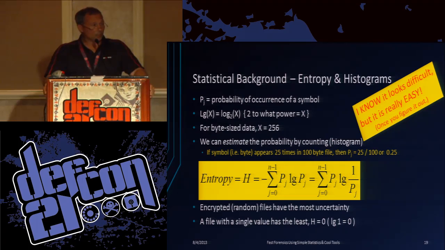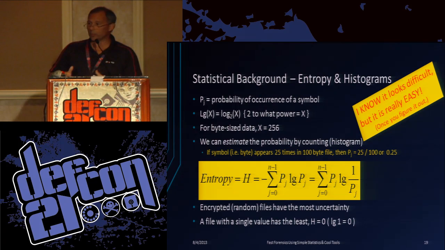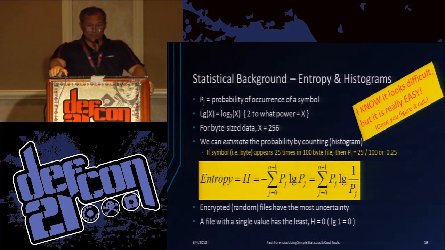We can estimate the probability in a file by counting. So you take a file, count how many 0 bytes, count how many 1 bytes, count how many 2 bytes, and so on. And that's the histogram. That's the count. The frequency distribution of each byte is another way of putting it. So giving that count and the total number of bytes, we can compute the probability for each byte. So we can say, if 0 appeared 25 times out of 100, the probability is 0.25.